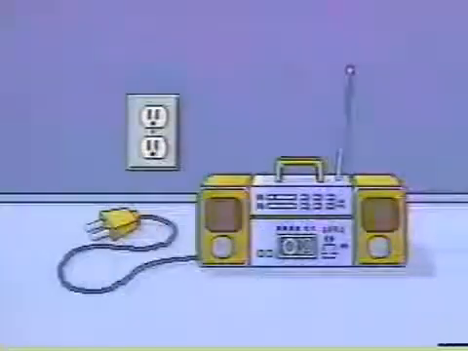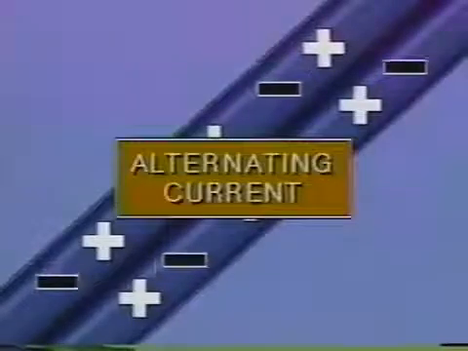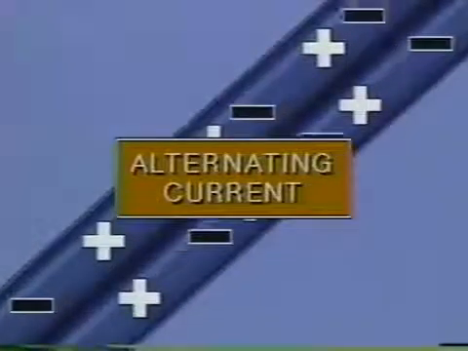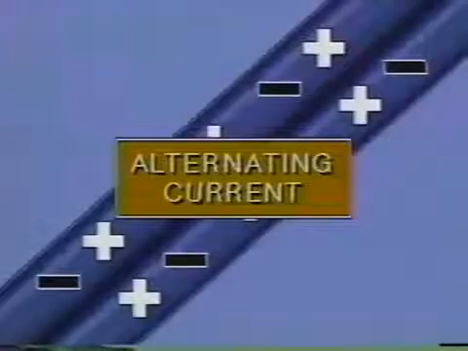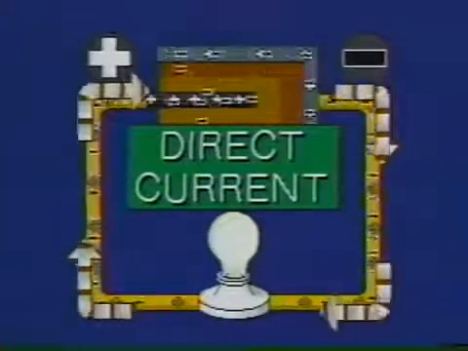The electricity supplied to your home is not direct current. If we could observe the electrons in the wire, we would see them vibrating back and forth. Alternating current is what we call this flow of charge, because the electrons periodically change direction. In this program, however, you will see only direct current circuits.